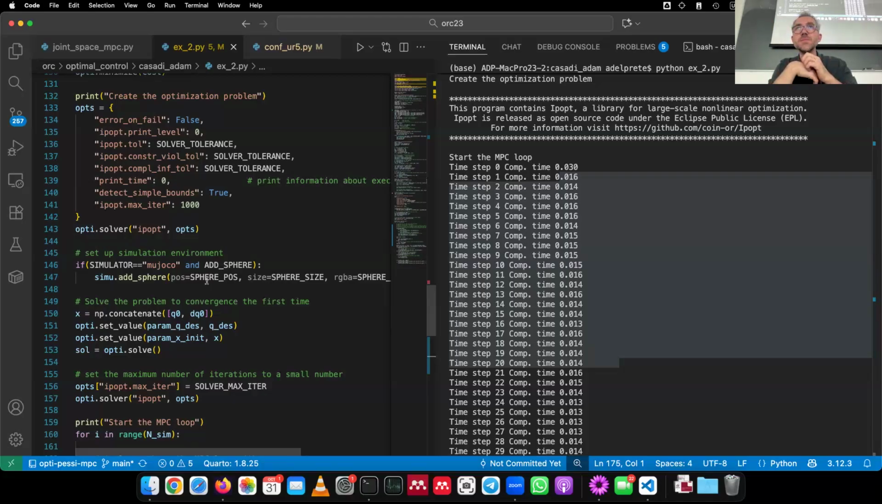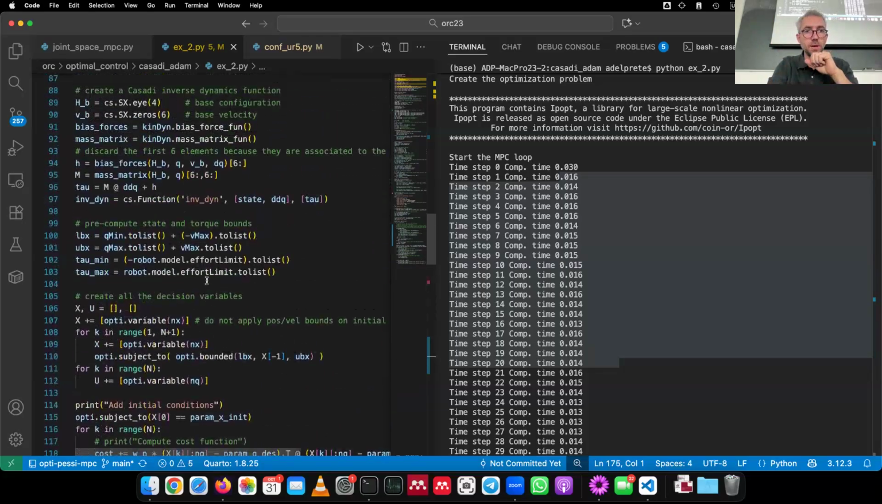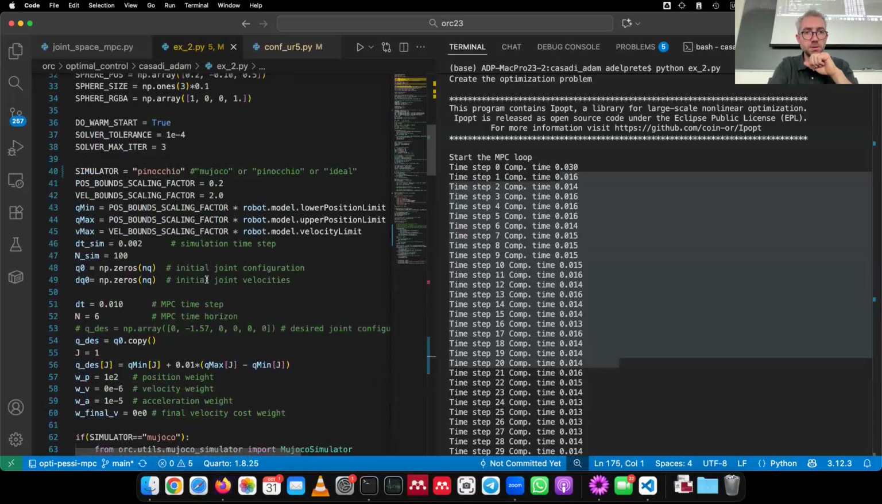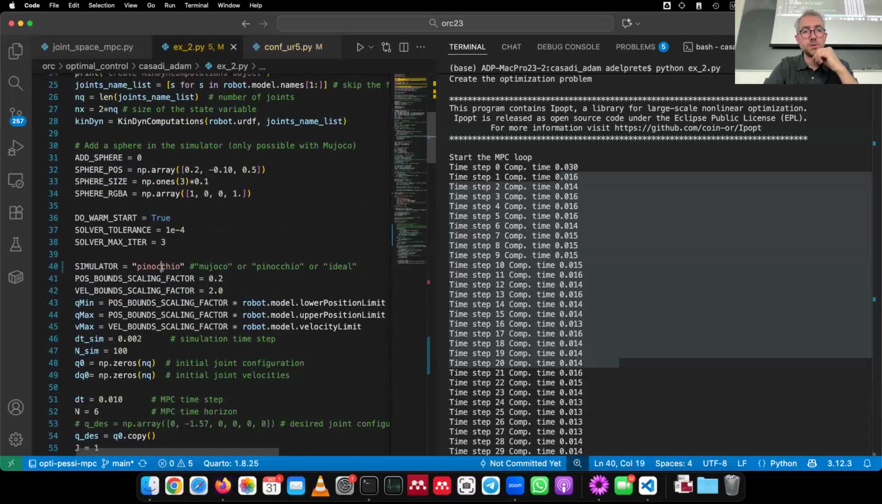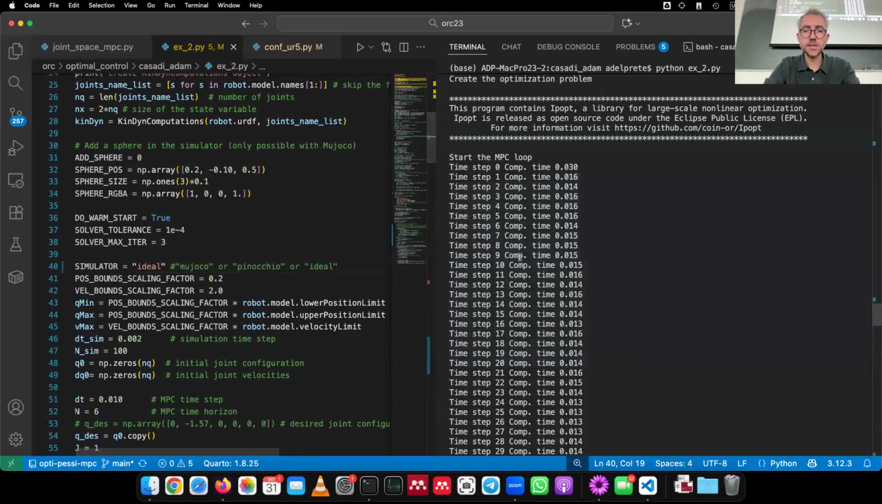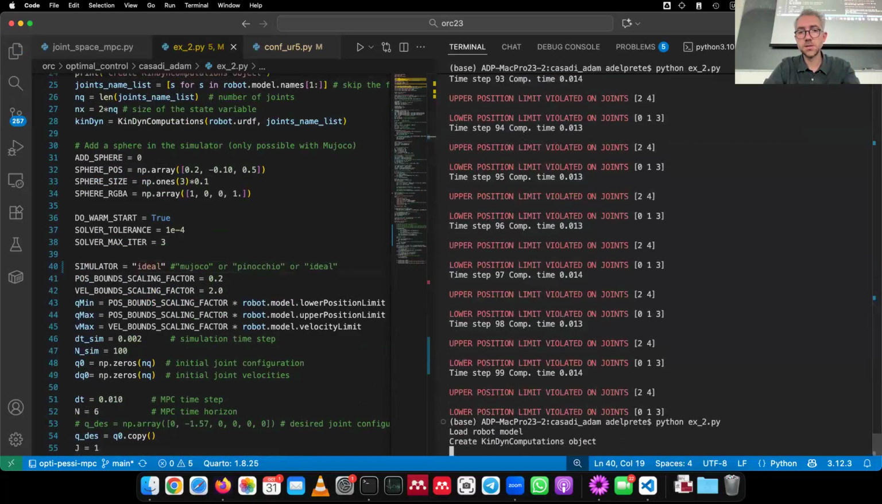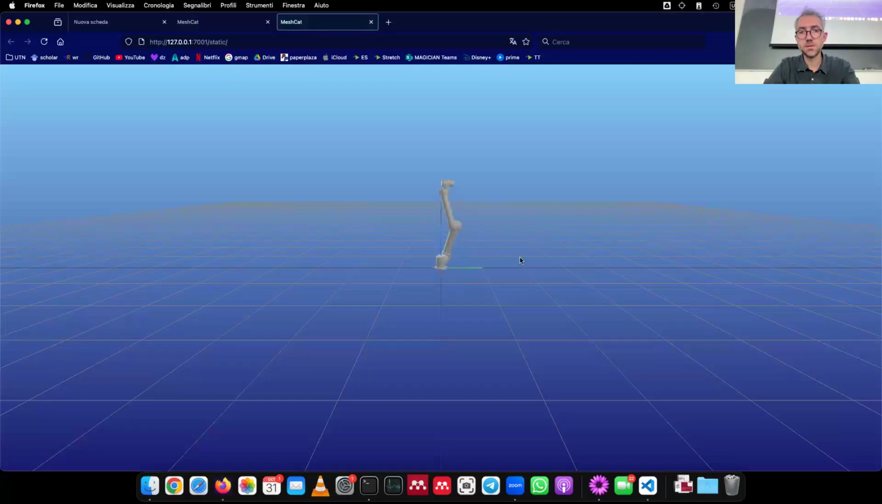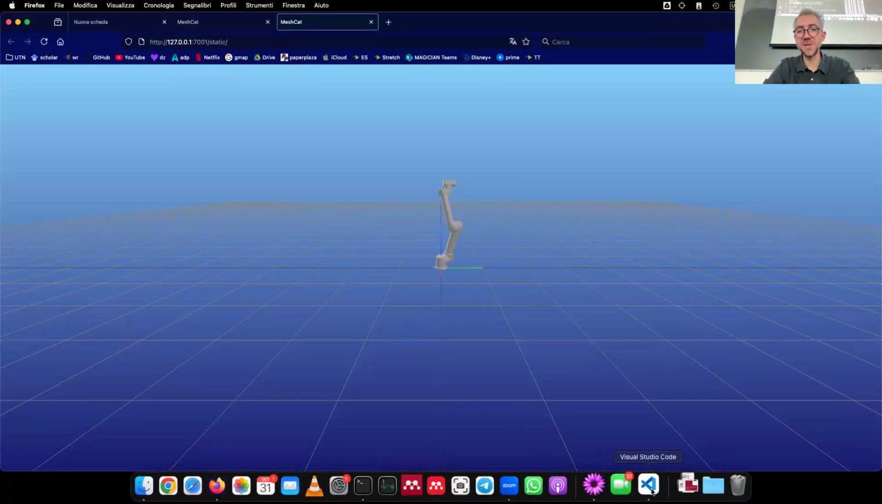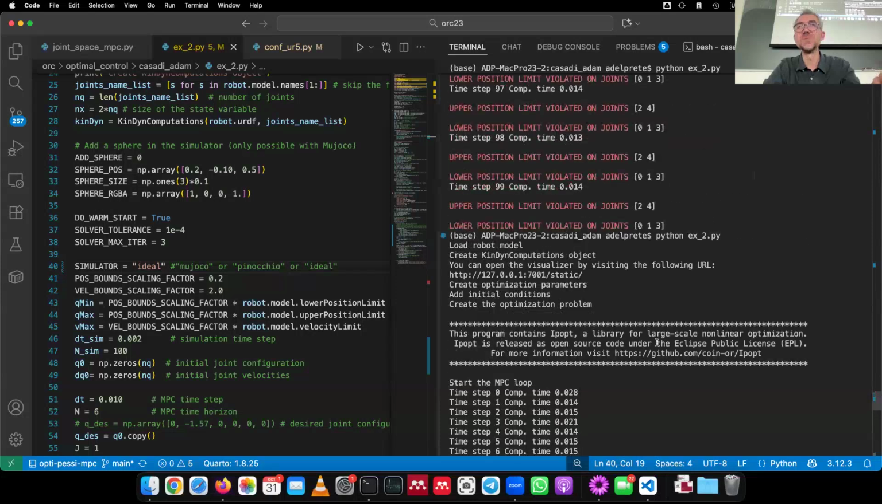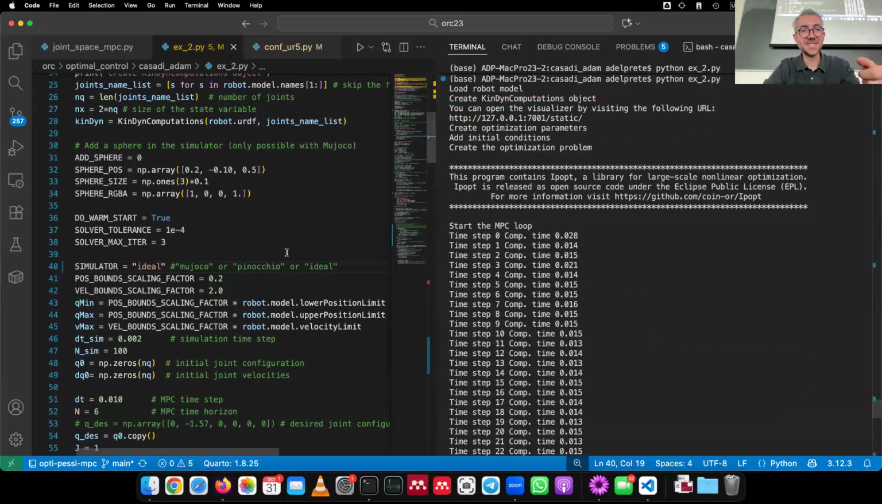Is there Pinocchio as the simulator? Good question. Yeah, I think so. Okay, so if we set ideal, probably it's going to work. Yeah, roughly it works. This works much better than the other case, but ideal is not a real simulator. It's just an easy setup to test the code. The real simulator is Pinocchio, so we should make it work with Pinocchio.